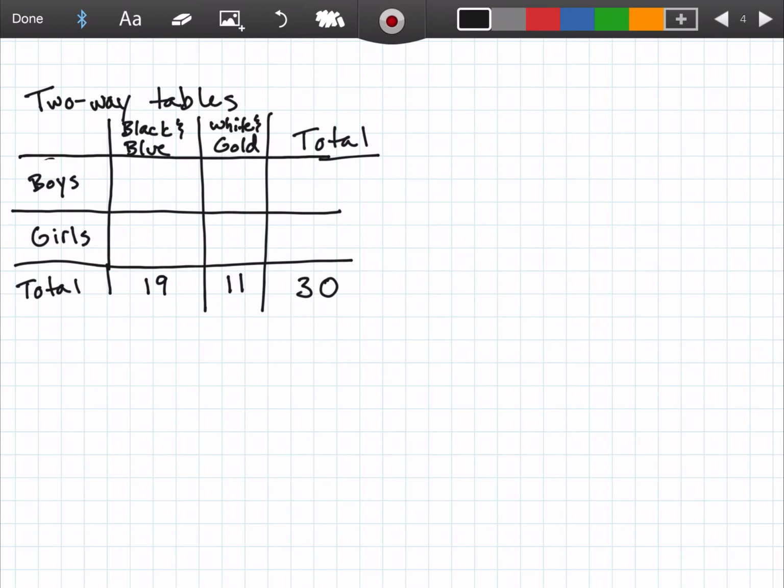And let's just make up some numbers here. Let's say we've got 11 and 8. And let's say 4 and 7. There we go. Okay. So just some notation.